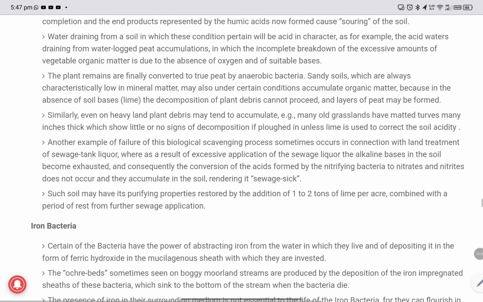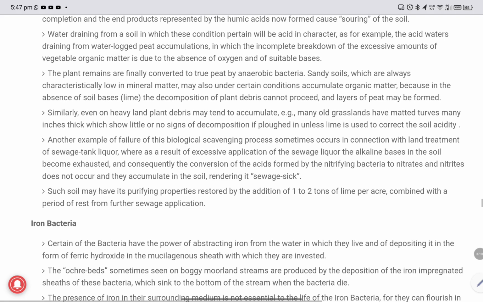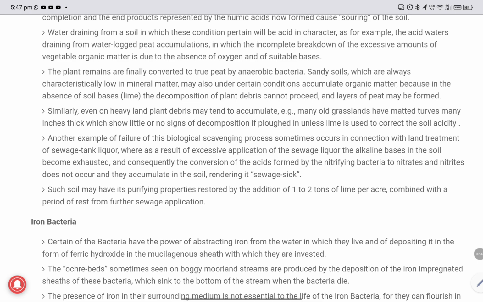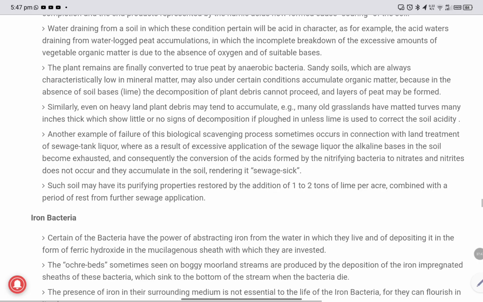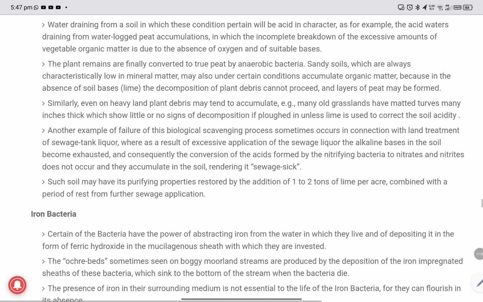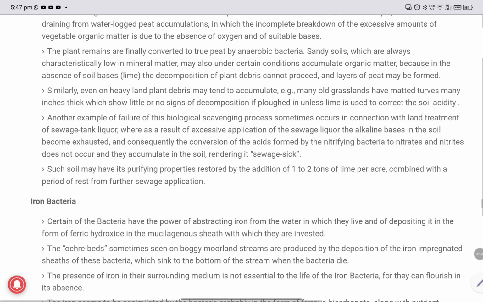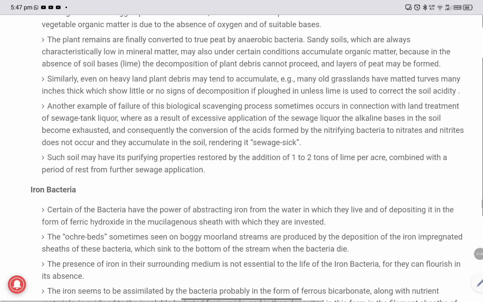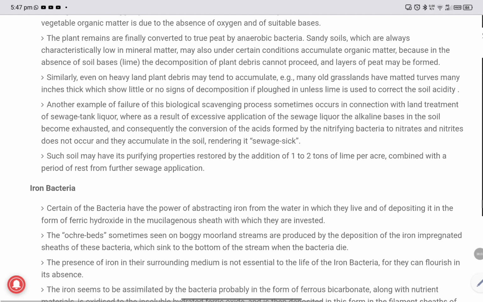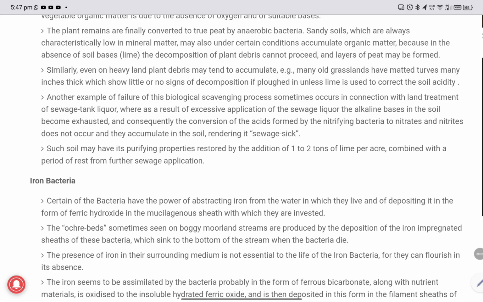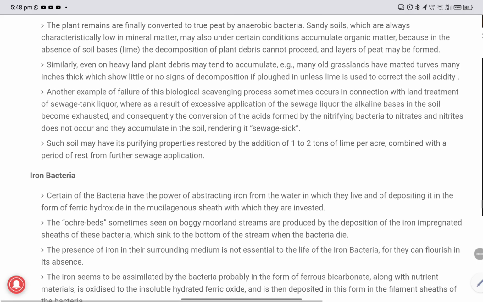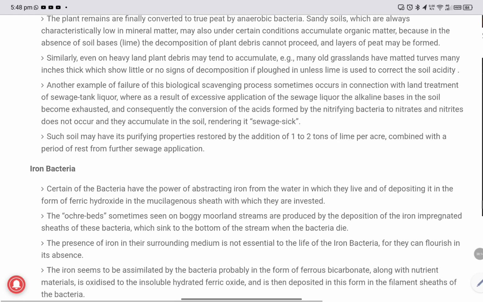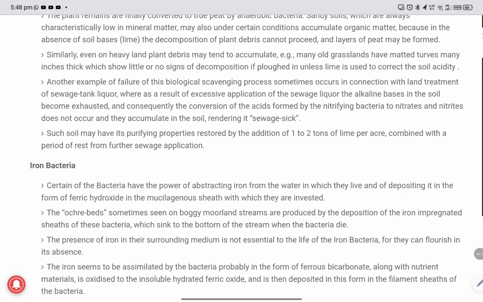Sandy soils, which are always characteristically low in mineral matter, may also under certain conditions accumulate organic matter, because in the absence of soil bases like lime, the decomposition of plant debris cannot proceed and a layer of peat may be formed. Similarly, even on heavy land, plant debris may tend to accumulate. For example, many old grasslands have matted turfs many inches thick, which show little or no sign of decomposition if plowed in unless lime is used to correct the soil acidity.